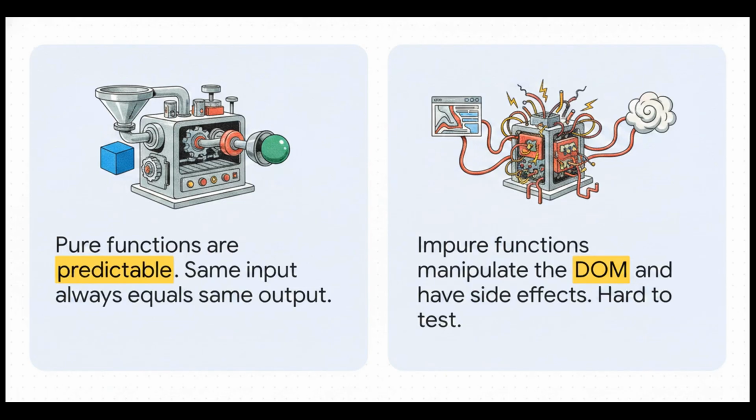But impure functions, they are chaotic. They manipulate the DOM, rely on external state, and trigger side effects. Testing them is an absolute nightmare because you have to recreate the entire surrounding environment just to see if they work. So the secret here is to separate your core logic into pure functions as much as humanly possible.